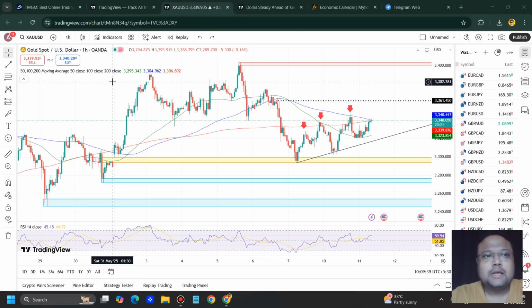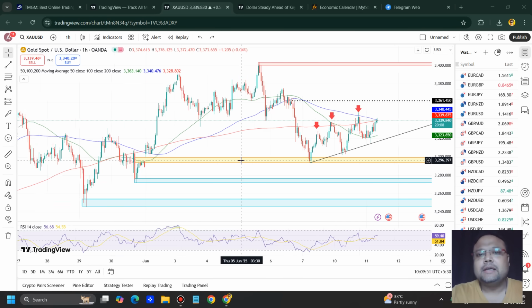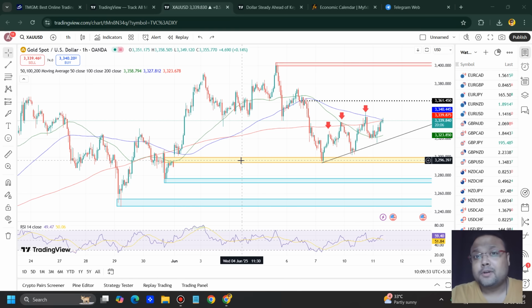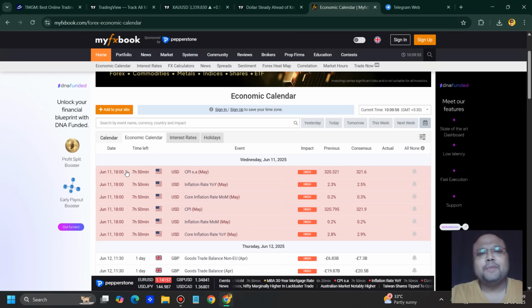So let's get started. My dear friends, this is the hourly chart of gold in front of us. Yesterday, I did not upload any video because there was nothing much to discuss. And today also, we don't have much to discuss because we can clearly see that the market is still struggling for a trend. But today is important because if we look at the economic calendar, we have CPI coming up. CPI is a major event that can give a direction to the market, or it can also change the direction of the market.